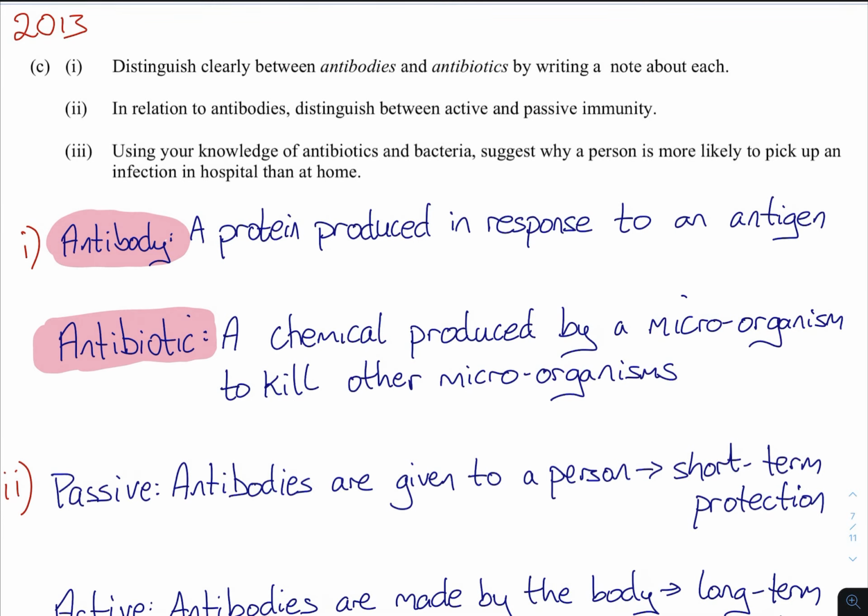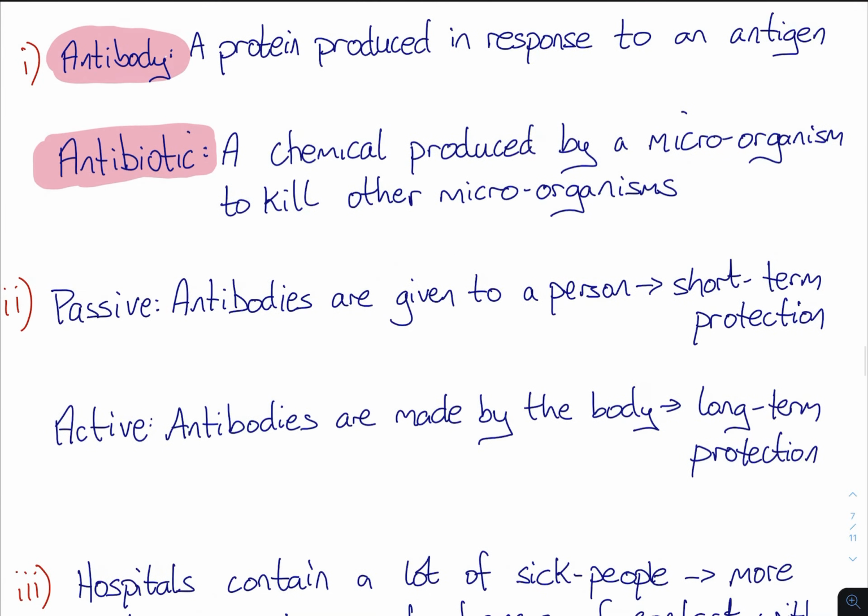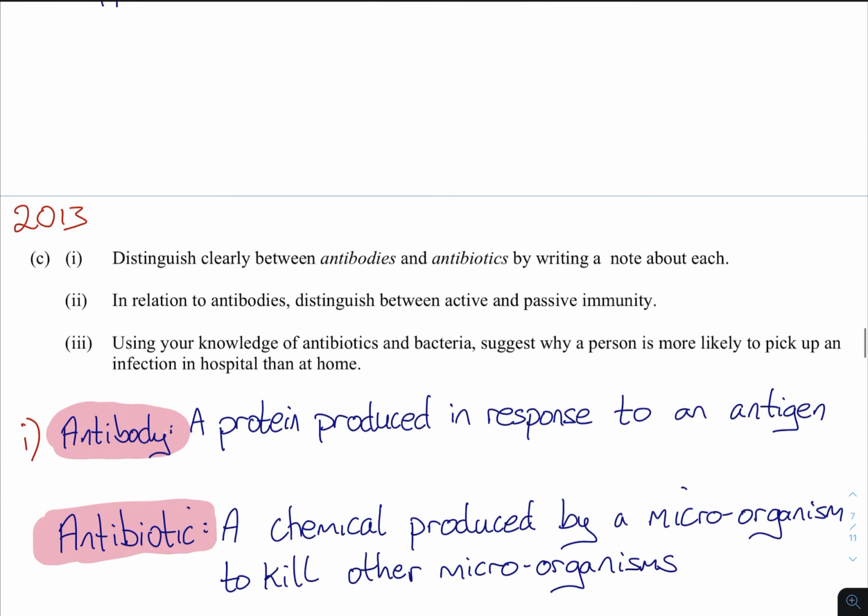I need to fix this because I just copied and pasted it. Oh no, it's actually correct. Short-term passive is antibodies are given to a person, short-term protection. Active is antibodies are made by the body, long-term protection. Grand. Now, it's part 3 that I wanted to focus in on.